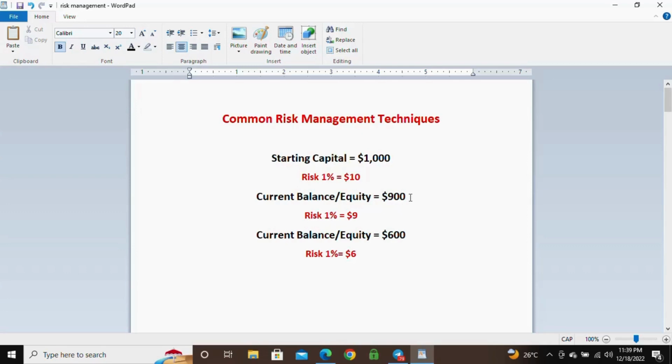In the following week or the following month, you are risking another 1%, which is $9. You will discover that in the long run you will be losing more than what you are getting. You will not be able to achieve what you need to achieve. And these are common techniques. So I'm going to be showing you a better technique that you can use to manage your risk.